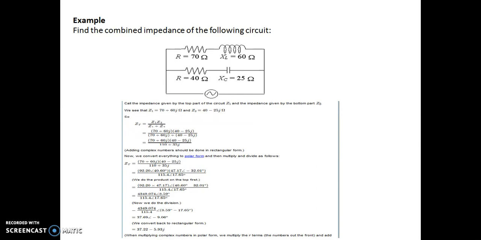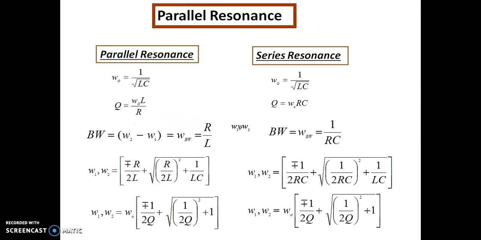Now ZT is equal to 37.69 angle 9.06 degrees in polar form, or in rectangular form the same is equal to 37.22 minus j5.93 ohms. Parallel resonance. Here we have compared the phenomena of parallel resonance with series resonance.